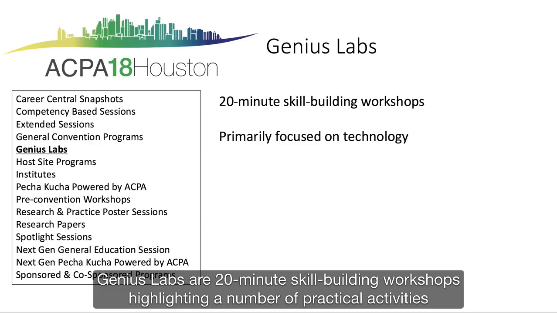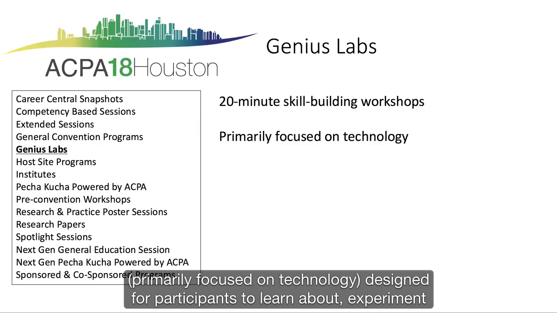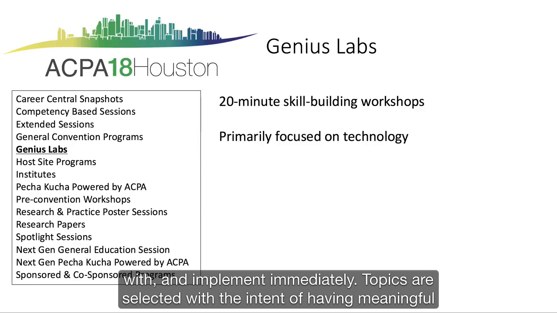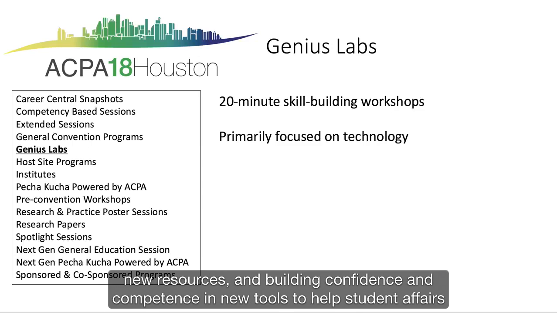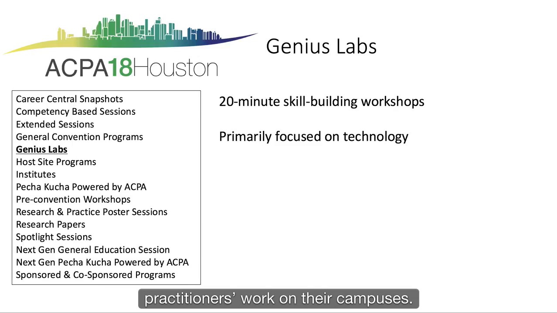Genius Labs are 20-minute skill-building workshops highlighting a number of practical activities, primarily focused on technology, designed for participants to learn about, experiment with, and implement immediately. Topics are selected with the intent of having meaningful instruction for all skill levels, sending attendees home with effective and often free new resources, and building confidence and competence in new tools to help student affairs practitioners work on their campuses.